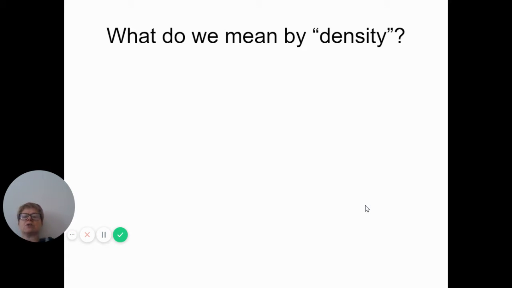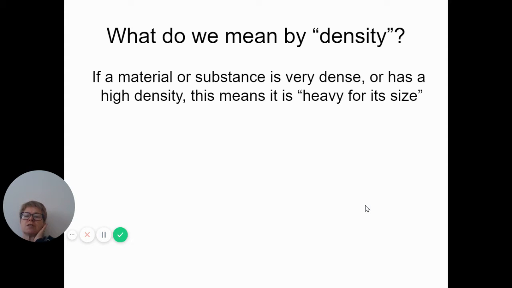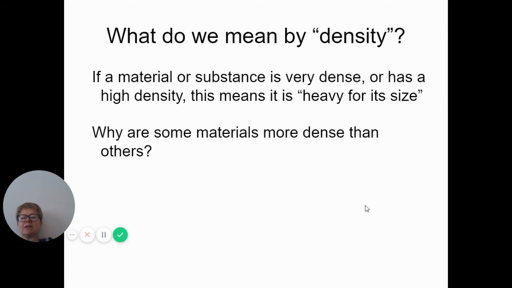Okay, so what exactly do we mean by density? We talk about this a lot in science, and I want to make sure you understand what we mean. So if a material or a substance is very dense, this means it's heavy for its size. So I want you to think about an example.